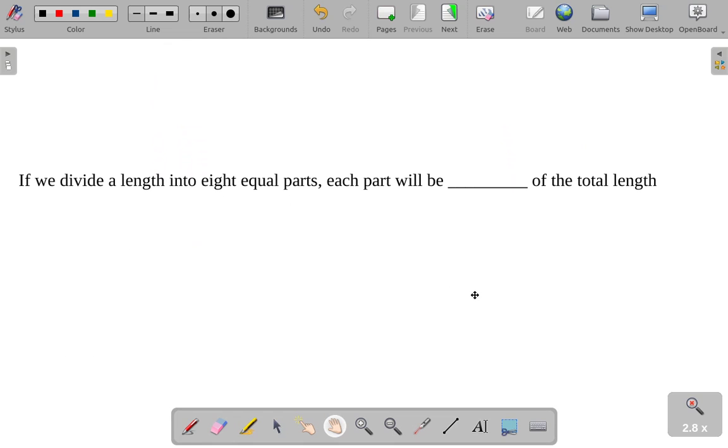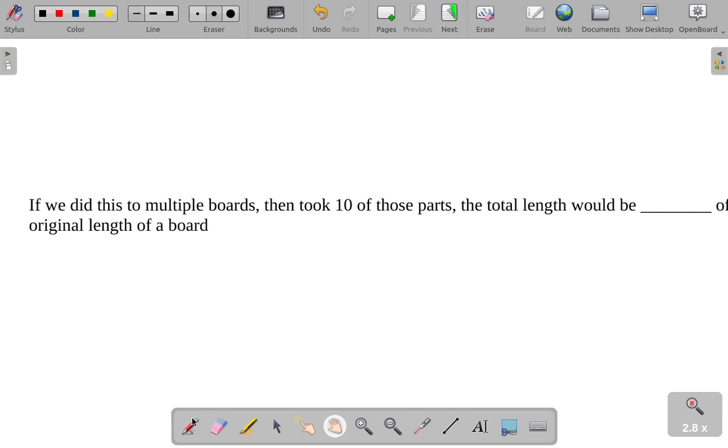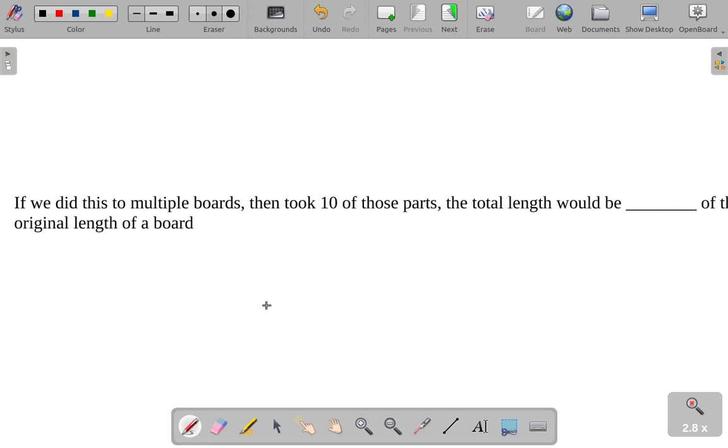If we divide a length into 8 equal parts, each part will be 1/8 of the total length. Alright, if we do this to multiple boards, so we take multiple boards and divide them up into eighths, and we took 10 of those individual parts, the total length would be blank of the original board. So we have our original board here, which is 8 parts, except we did this to multiple boards. It's 8 of those parts, but then we actually have 10 of those parts.